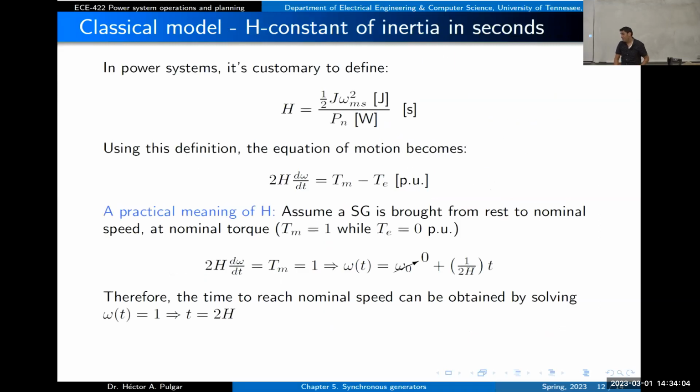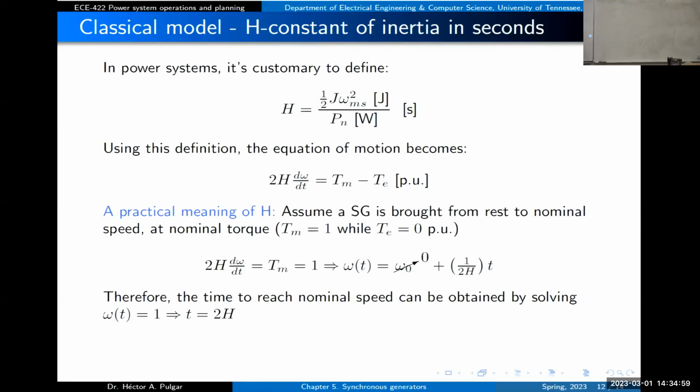Then we use this definition that is customary in power systems, that is not the inertia of the machine, but we call it the constant H of inertia. What is the definition? It's basically the kinetic energy stored in that mass rotating around that shaft, with the machine rotating at synchronous speed, nominal mechanical speed. So that's the kinetic energy we have in that mass, divided by the nominal power in the machine. The beauty of this term is that it is in seconds. You have joules and you have watts, so that will give you seconds. So that's the definition of the H constant.